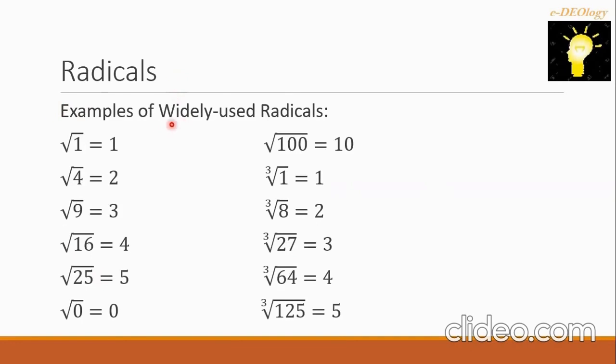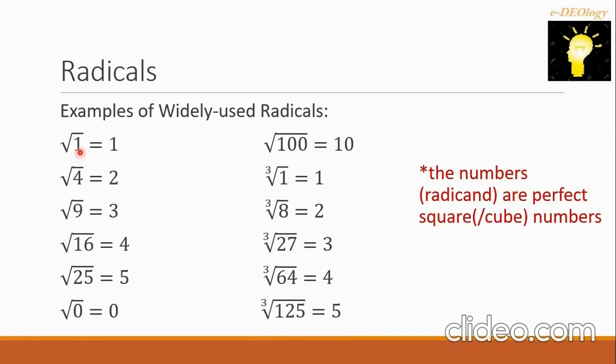Now we have some examples of widely used radicals. We have square root of 1 is equal to 1, square root of 4 equals 2, square root of 9 equals 3, square root of 16 equals 4, square root of 25 equals 5, square root of 0 equals 0, square root of 100 equals 10, cube root of 1 equals 1, cube root of 8 equals 2, cube root of 27 equals 3, cube root of 64 equals 4, cube root of 125 equals 5.